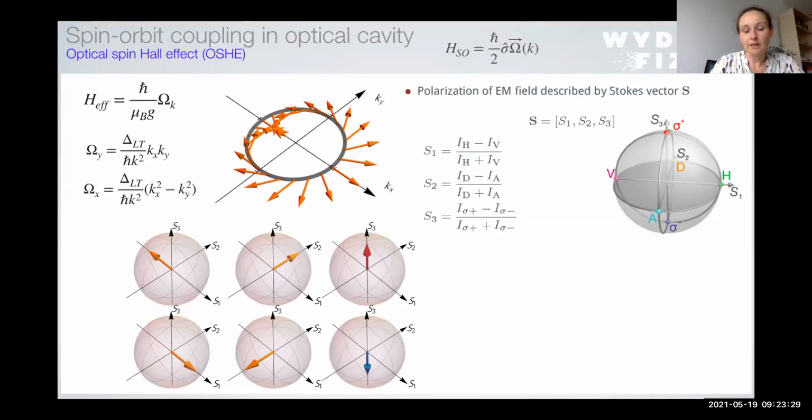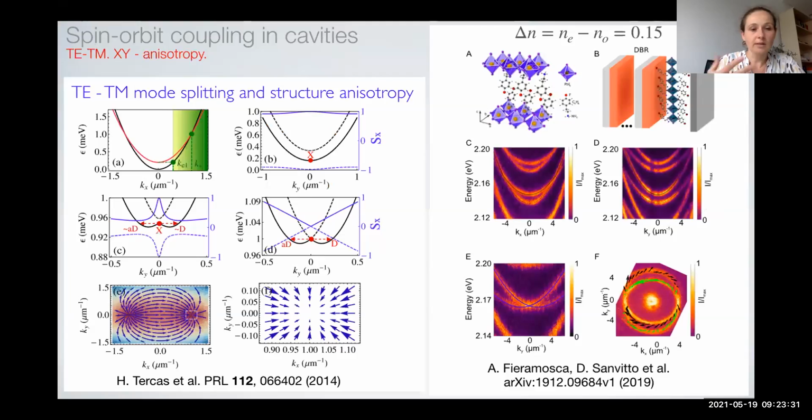But what can we do next? Can we make a new step forward? What is proposed now is that, in addition to this TE-TM splitting, we can add additional anisotropy. If we add XY anisotropy in the plane of the structure, this will lead to additional splitting of the modes that were previously degenerate for k equal to 0, for zero momentum, for the zero incidence angle. So now we introduce an anisotropic material.